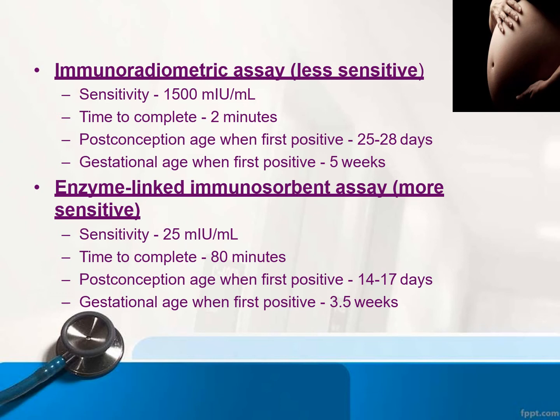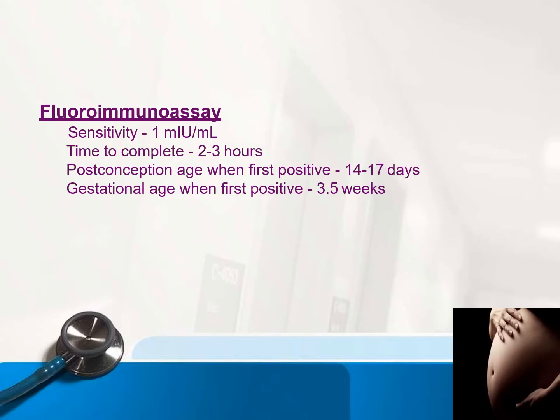Next is the enzyme-linked immunosorbent assay. This is more sensitive compared to the immunoradiometric assay. It will identify even if the blood level is 25 milliunits per ml. It will take 80 minutes for the test. Between 14 to 17 days after the conception, you will get a positive test. And if you are calculating the gestational age, at around 3.5 weeks it will be positive.